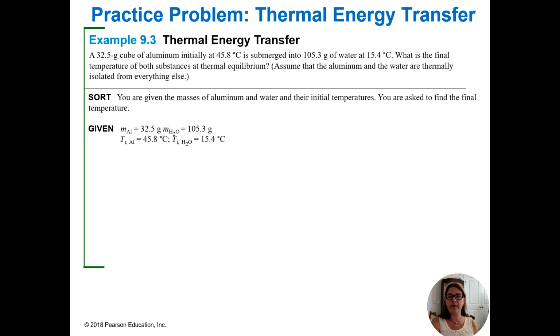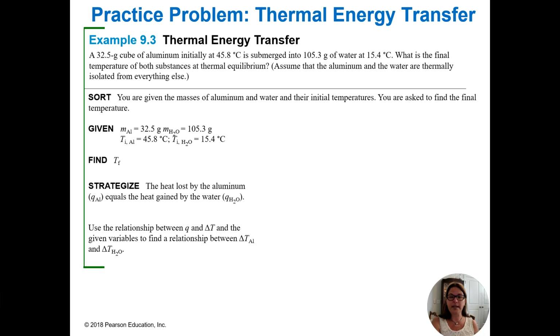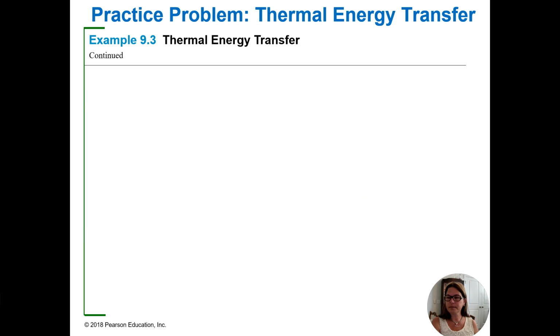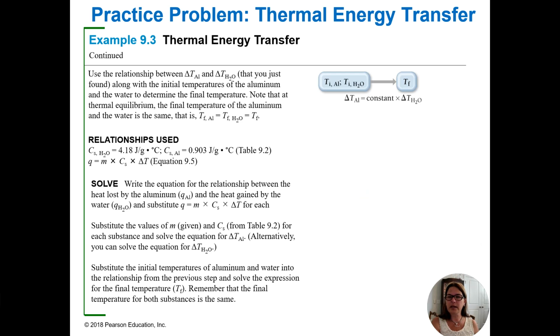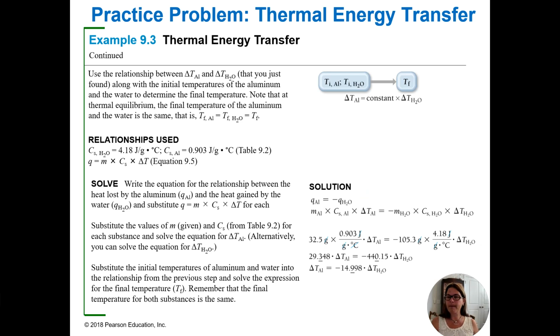So this is all of our given information. We're finding the final temperature. So we're going to, again, go with Q of the metal is equal to negative Q of the water. Okay. So let's look at the math.